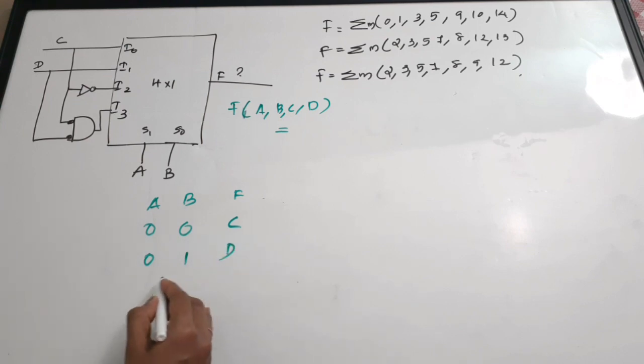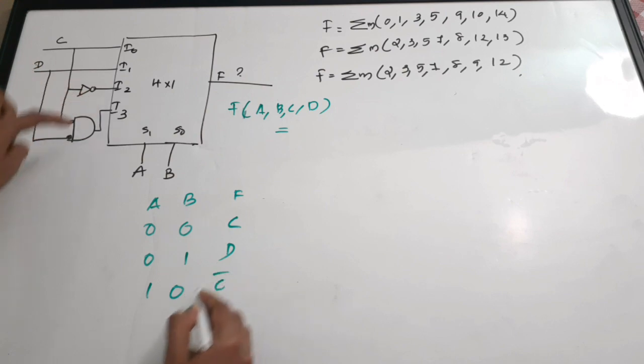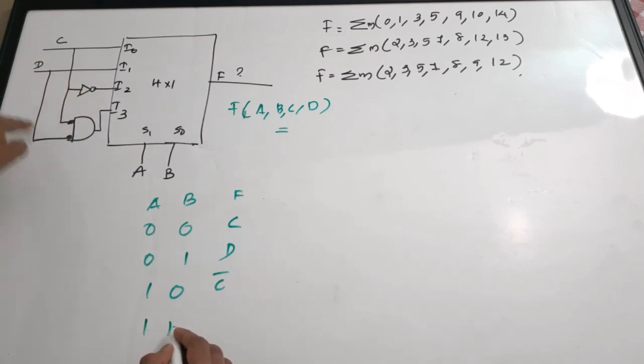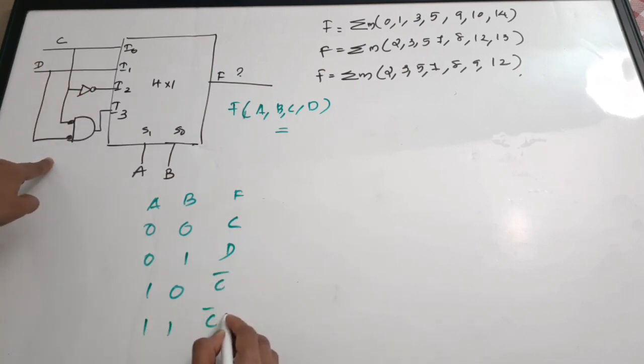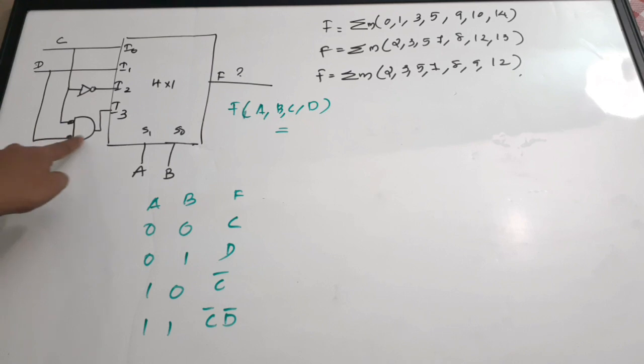Then for 1, 0, C is getting complemented, so it is C bar. Then for 1, 1, it is C bar, D bar. Don't confuse it with C D bar. It is C bar into D bar. Initially C is complemented and given to the AND gate, then D is complemented and then given to the AND gate. So it is C bar, D bar. So this is the truth table for this 4:1 multiplexer.